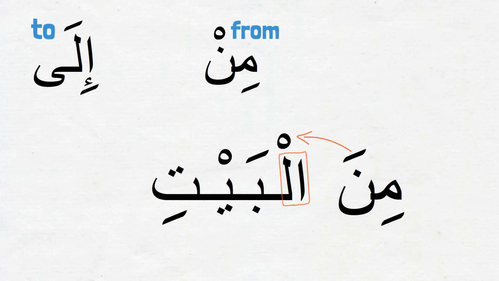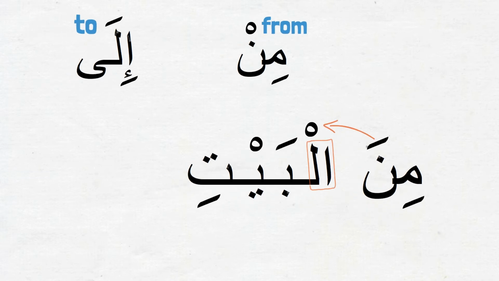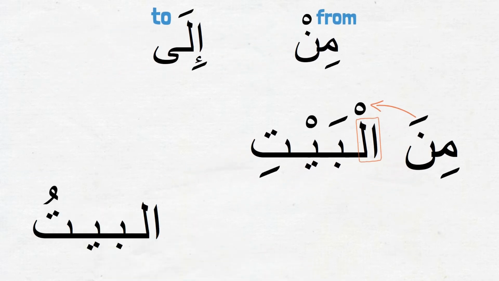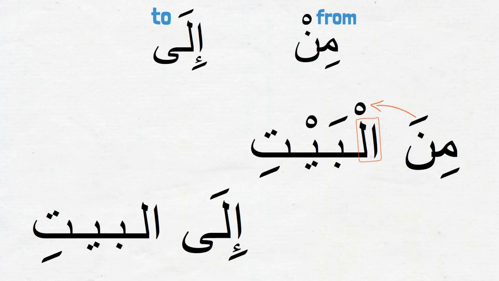Okay? What if we want to say to the house instead? What do I need to bring in before البيت? The حرف إلى, which means to, and the word البيت undergoes the same transformation from مرفوع to مجرور because of the حرف جر إلى. So we have a new جار مجرور phrase, إلى البيت, to the house. Not too bad, is it?